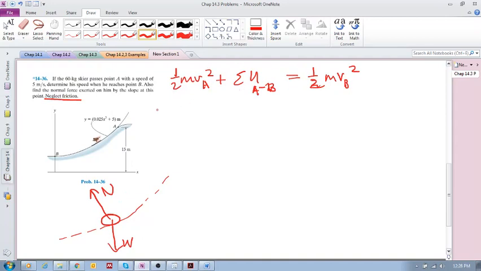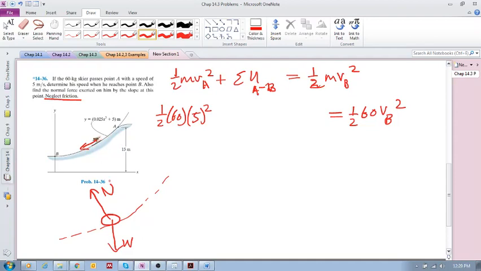So what do we have here? We have half times 60, and this is 5 squared. Over here we're looking for this vB, so the right hand side will be half times 60 vB squared. Now, this skier is moving from A to B. The direction of motion is always tangent to the curve. Wherever you are on the curve, the velocity, the direction of motion, or the displacement vector is tangent to the curve.